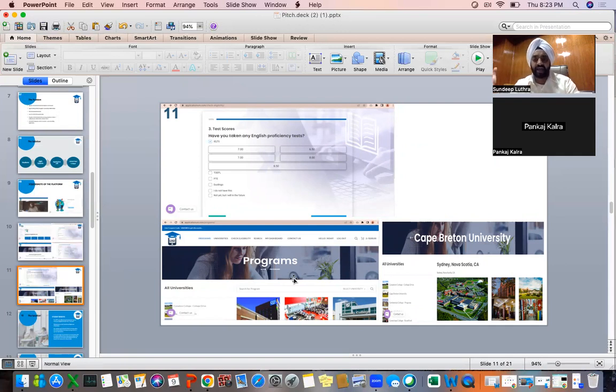And the student doesn't have to go on different websites to search about different universities, what the application fee is, what the work permit rights are, or the fee structures, or whether the universities provide particular programs. They don't have to go on different websites. They can just come on our website and they will get the whole lot of information.